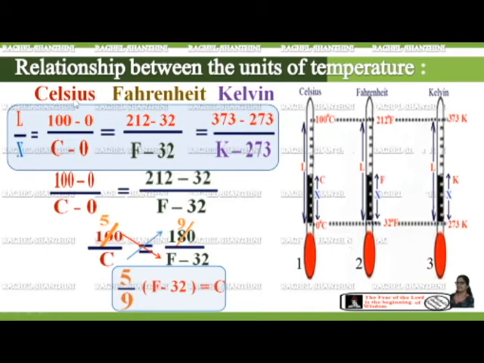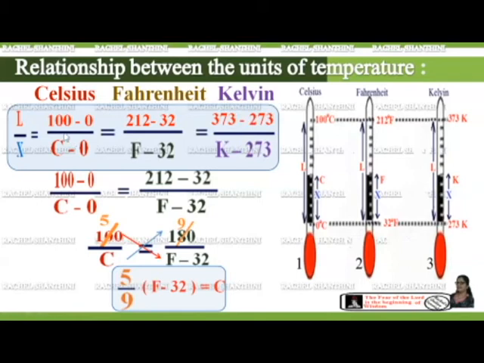L by X for Celsius is (100 minus 0) upon (C minus 0). C stands for Celsius, right? Then (212 minus 32) upon (F minus 32) for Fahrenheit, and (373 minus 273) upon (K minus 273) for Kelvin.